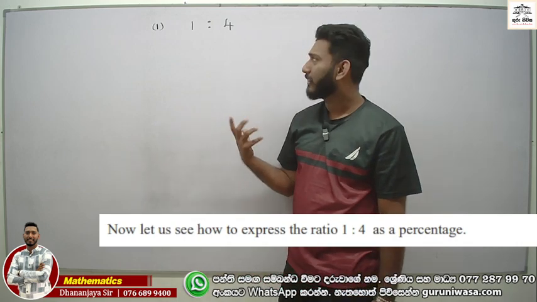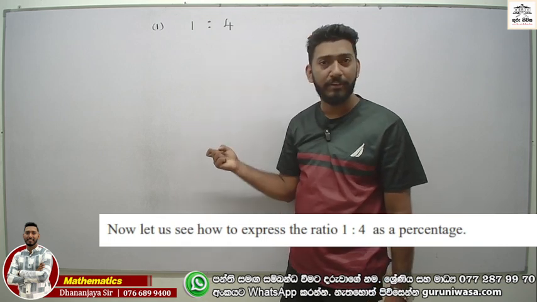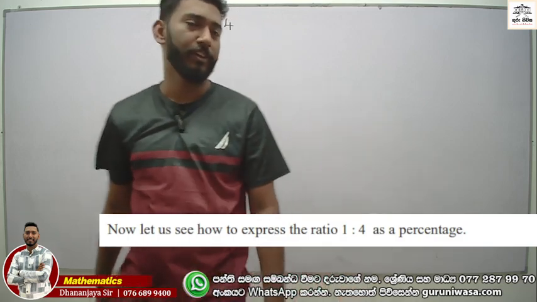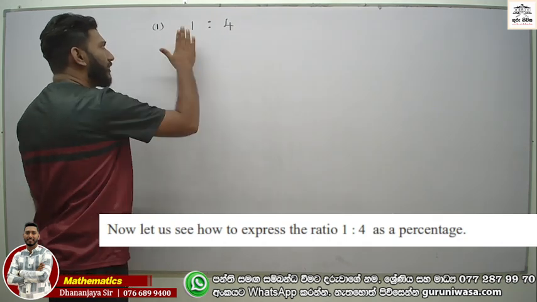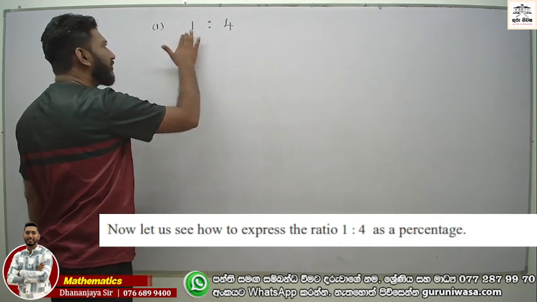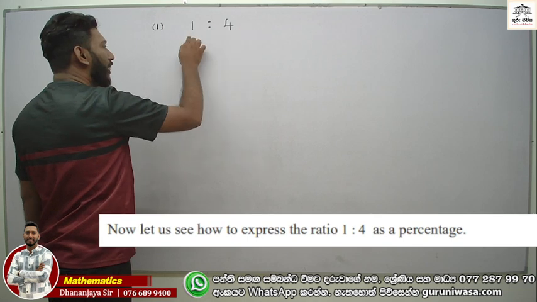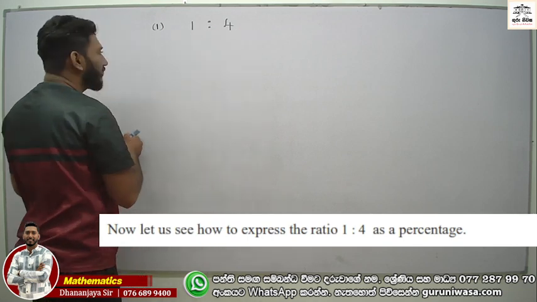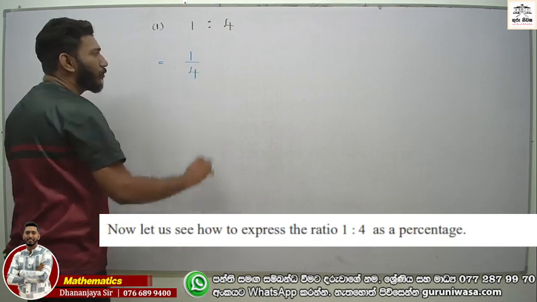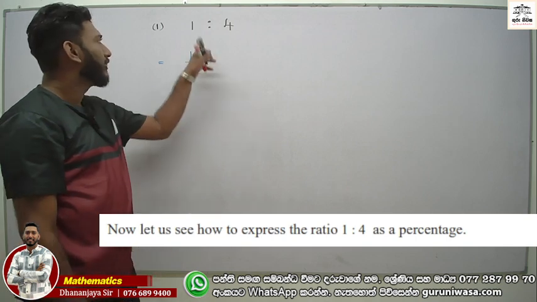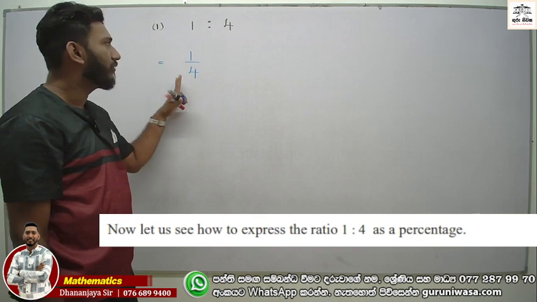Now we are going to discuss how to change a ratio into a percentage. Before the percentage, I'm going to change it into a fraction. This one is the numerator and this one is the denominator. Now 1 over 4, you can write like this. That's an easy thing. 1 to 4 makes the fraction 1 over 4.